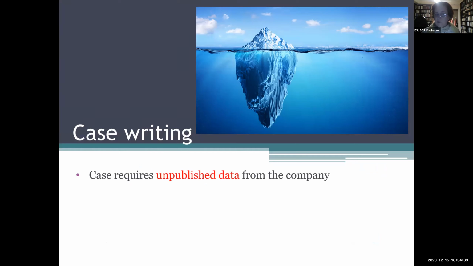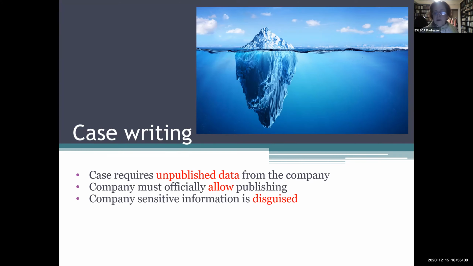The case itself requires unpublished data from the company. Of course, we all can write cases and publish them online ourselves without interviewing the company, based on public data. But if you want to publish at Ivy, you have to use unpublished data from the company. And if you use such data, you need permission from the company to publish. It's a legal document which says we allow Ivy Publishing to publish this case in which they talk about us. Companies are usually very worried about this.